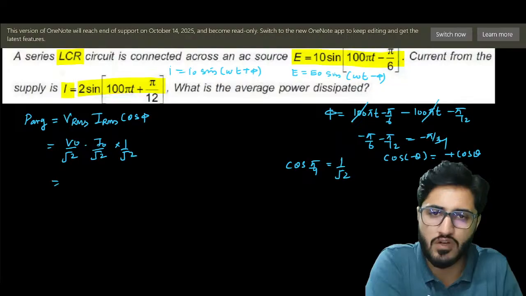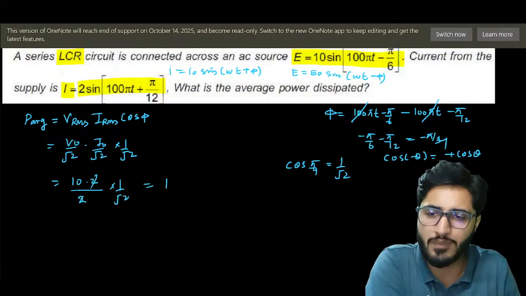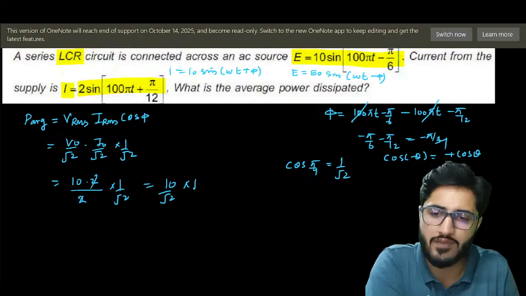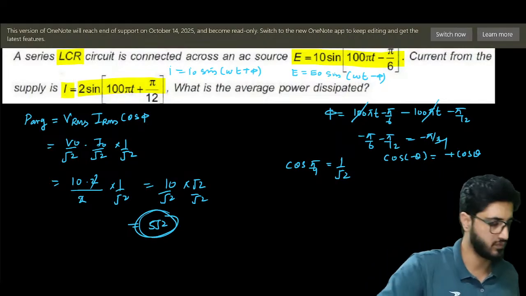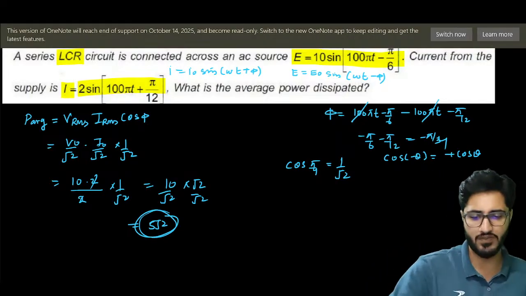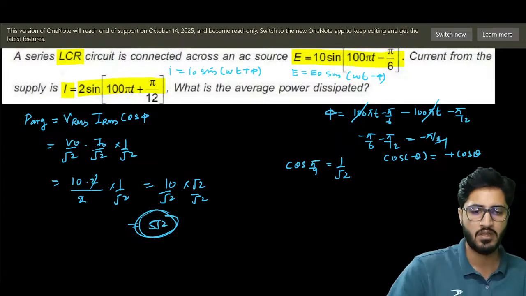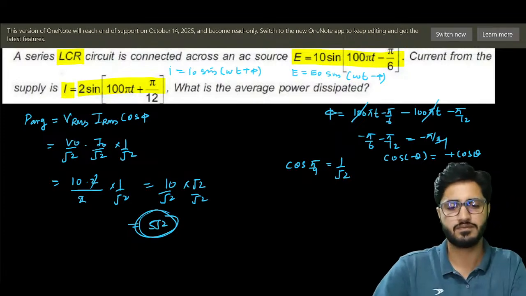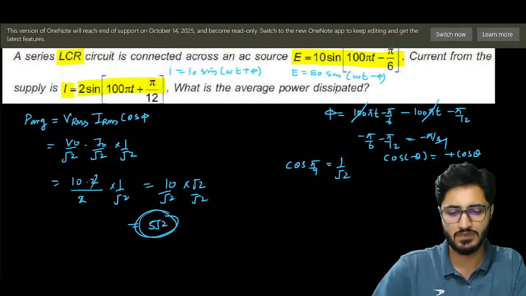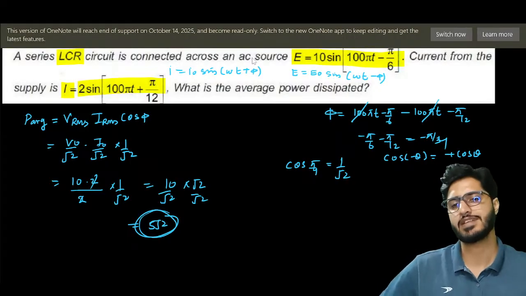So look, what is V naught? V naught is 10. I naught is 2. It is 2 into 1 by root 2. The 2 cancels out, my answer is 10 by root 2, or I will just rationalize it. So my answer came out to be 5 root 2 only. Easy or super easy? Okay, next point.